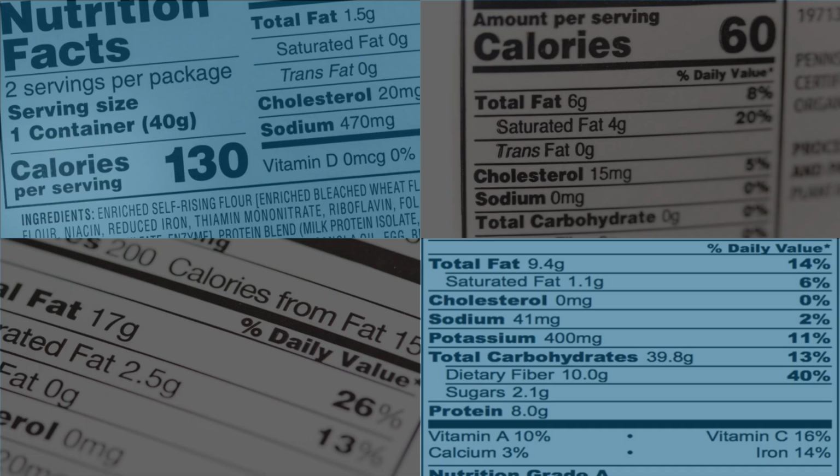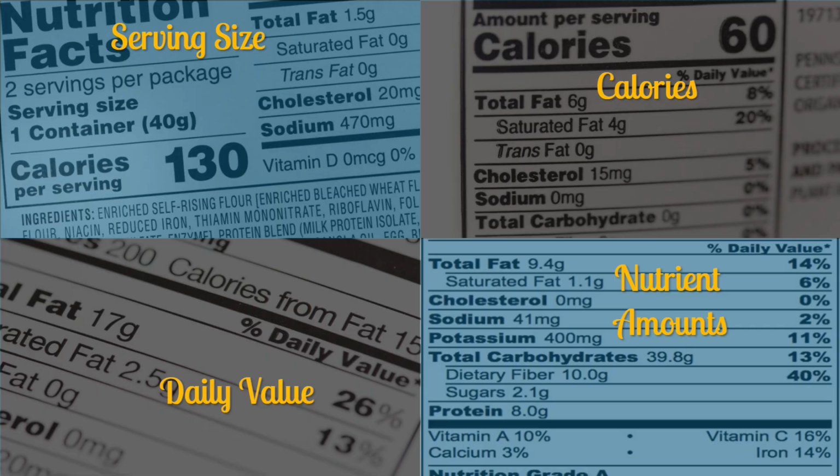Here is information found on the nutrition facts label. Serving size. Providing the serving size and the number of servings per container helps the consumer to understand the total nutritional content of the package. Calories. The calories per serving helps the consumer to understand the energy it provides. Nutrient amounts. Note the amounts of fat, saturated fat, carbohydrates, sugars, protein, and salt. This information can help the consumer make informed food choices. And daily value. The label includes information on daily values based on a 2,000-calorie diet, which can help the consumer understand the contribution of a food to their overall daily intake.